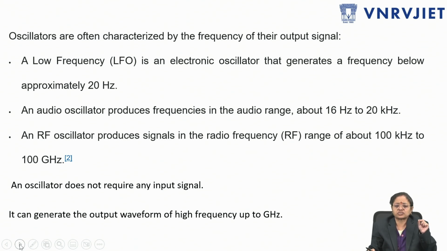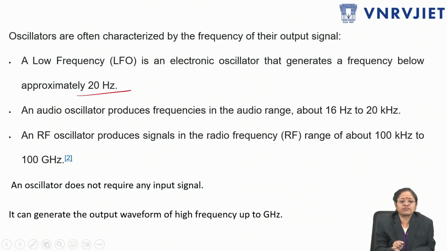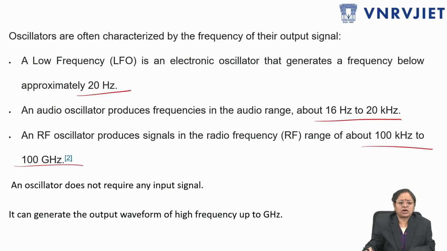Frequency of generation is very important in oscillators. A low frequency oscillator is an electronic circuit that generates a frequency approximately below 20 Hertz. Audio oscillators produce in the audio range, about 16 Hertz to 20 kilohertz. An RF radio frequency oscillator produces in the range of about 100 kilohertz to 100 gigahertz.